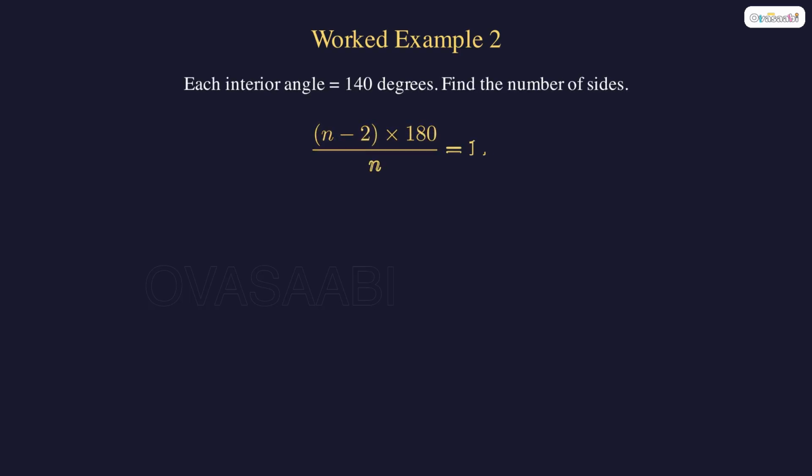Example 2. Each interior angle of a regular polygon is 140 degrees. How many sides does it have? We set up the equation, n-2 times 180 divided by n equals 140.